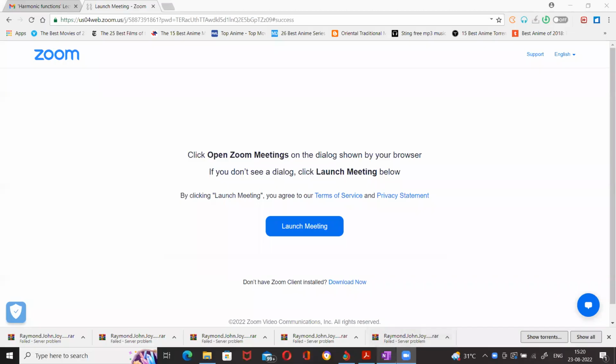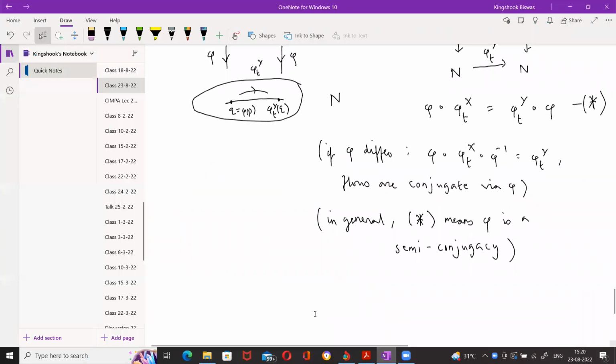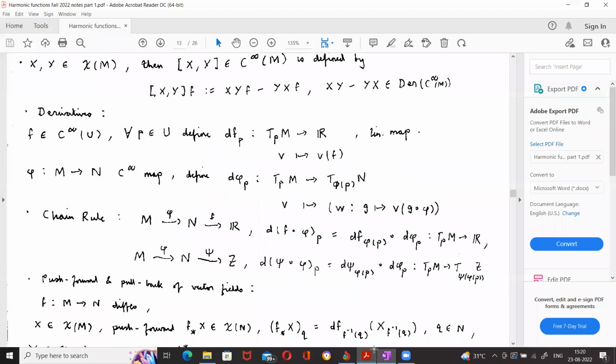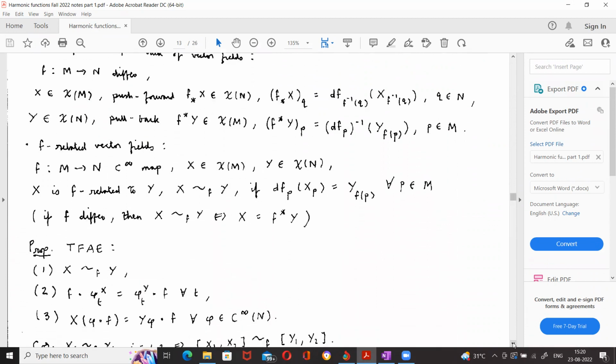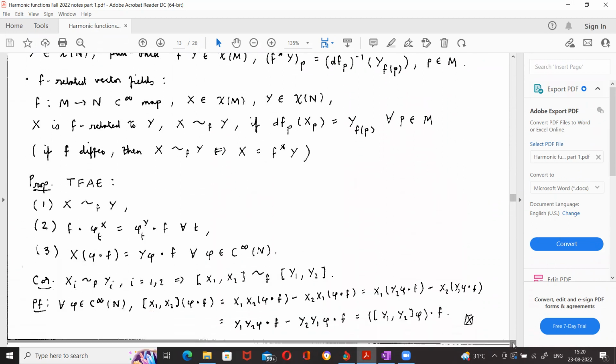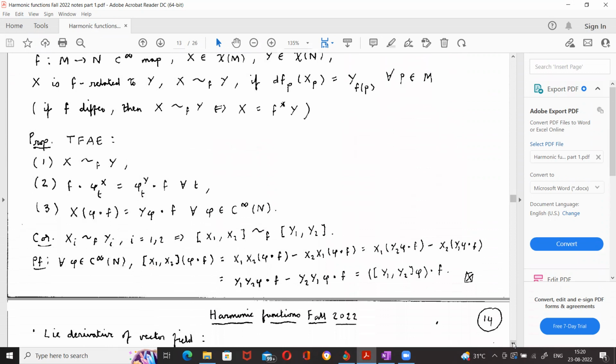Okay, so now let me come back to the notes. We've talked about push forward, pull back, and phi related vector fields. Here's a proposition I won't prove, though we've proved one of the implications. The following are equivalent.